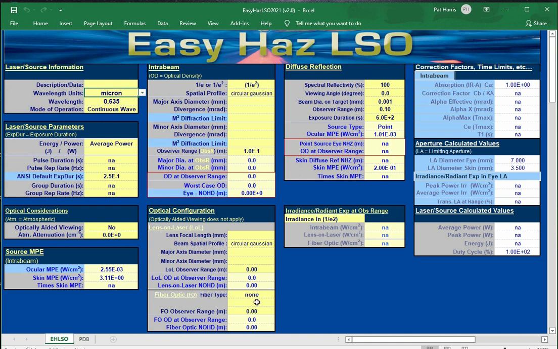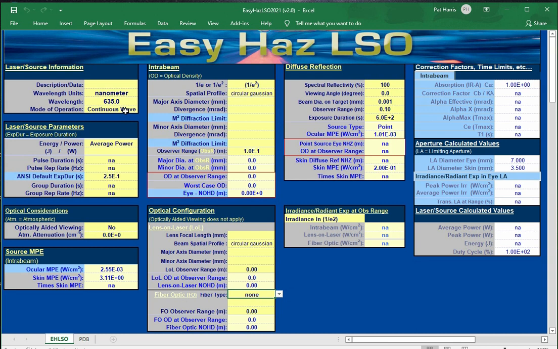I'll show you the only other place the wavelength units affect is if you're looking at a single mode fiber, the mode field diameter. It will be in whatever's set in the wavelength unit. So if we change this back to nanometers, you'll see that the mode field diameter is now in nanometers. All right, just wanted to point that out quickly.